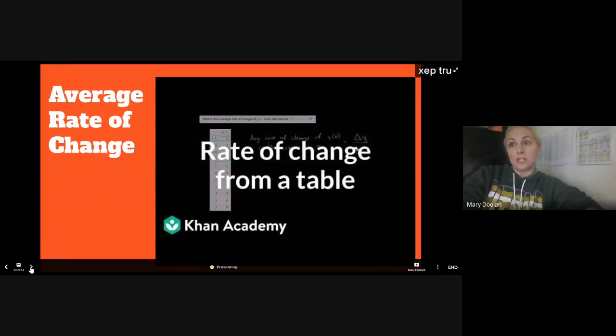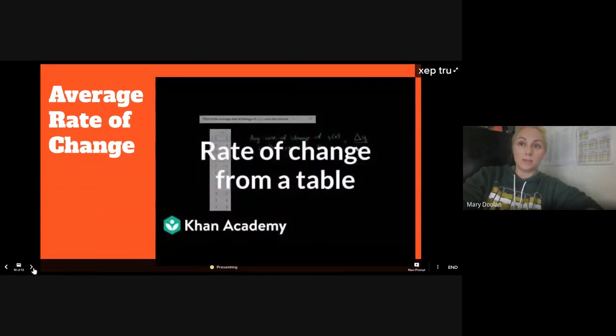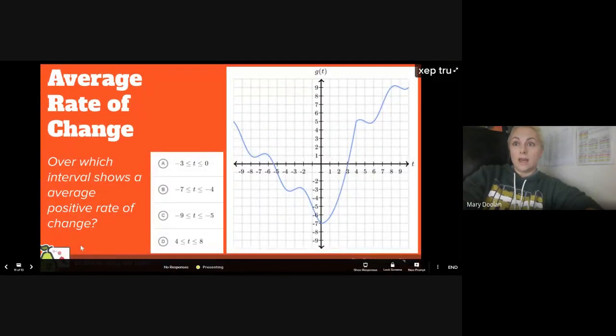Another one on average rate of change. Actually, I think that's, no, yeah, they're different. Okay, so 2 different videos. One is rate of change from a graph, and the other is rate of change from a table. Okay, and then you have an interactive slide where it says, over which interval shows an average positive rate of change?